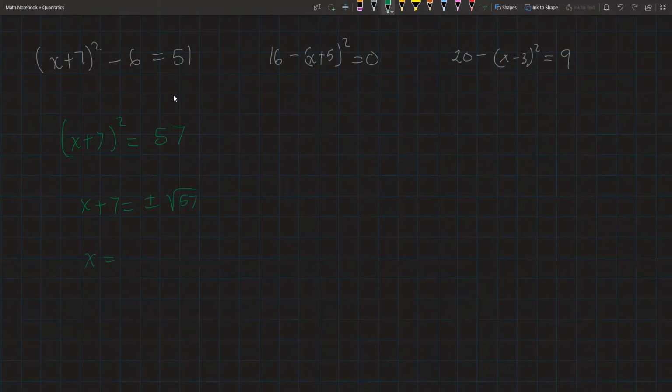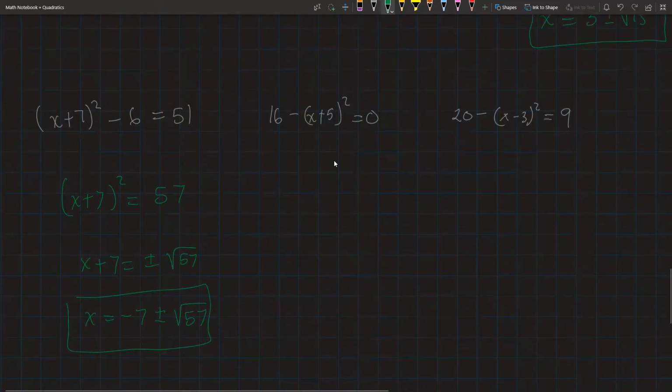Therefore, x should be a negative 7. Notice how now I do write the negative 7 plus or minus the square root of 57. If you got that one, you're in great shape. And then 2 more. Again, I see my favorite scenario. There's a 0 and there's a negative something squared. This one's going to work beautifully.